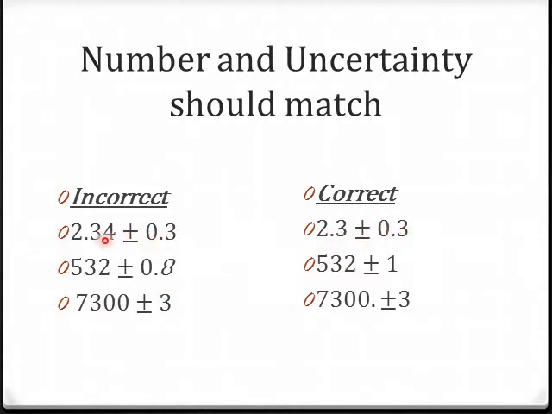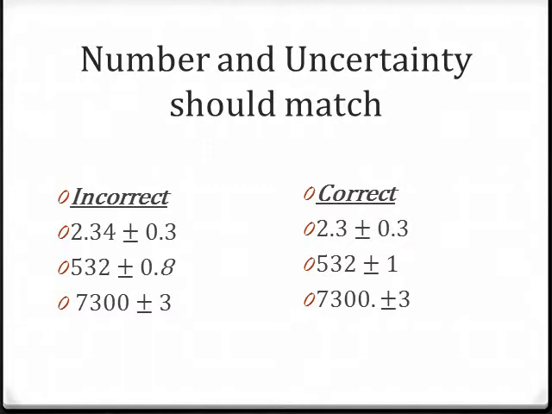Now these are the correct versions of all these, or could be correct versions. You can see here the number was rounded to match the uncertainty. In this one the uncertainty was rounded up to match the number, and in this one again we rounded the number to match the uncertainty by just putting a decimal point there. Now you can't just arbitrarily change one or the other. It matters which one you change. I just arbitrarily changed one so that they'd be listed correctly.